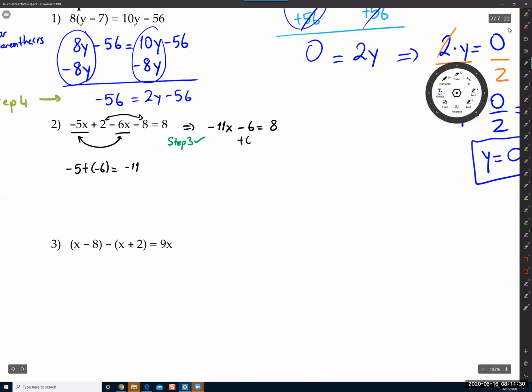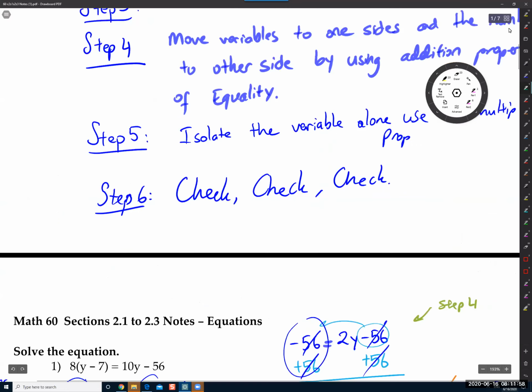So I add 6 to both sides. So that's going to be -11x is equal to 14. Yay, these two cancel each other. What's left from here? Just -11x is equal to 14. And I am done with step 4. I think step 4, right? Move the variable. Yeah, step 4.